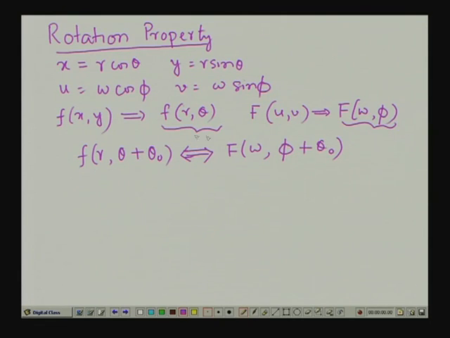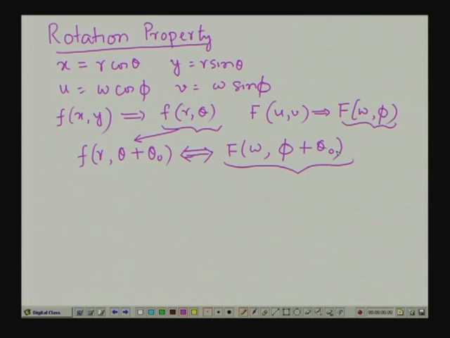So, this indicates our original signal was f(r, theta). If I rotate this f(r, theta) by an angle theta naught, then the rotated image becomes f(r, theta plus theta naught). And if I take the Fourier transform of this rotated image, which is now rotated by an angle theta naught, then the Fourier transform becomes F(omega, phi plus theta naught), where F(omega, phi) was the Fourier transform of the original image f(r, theta).